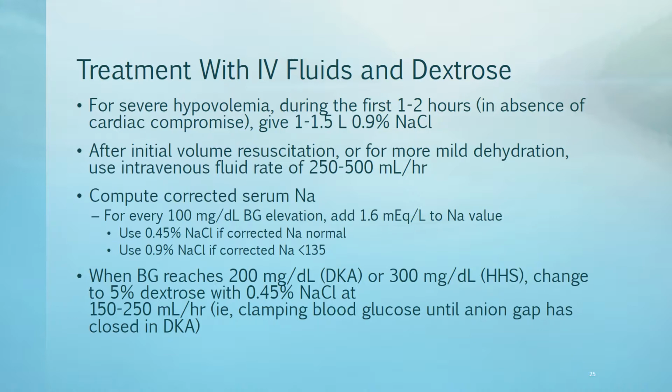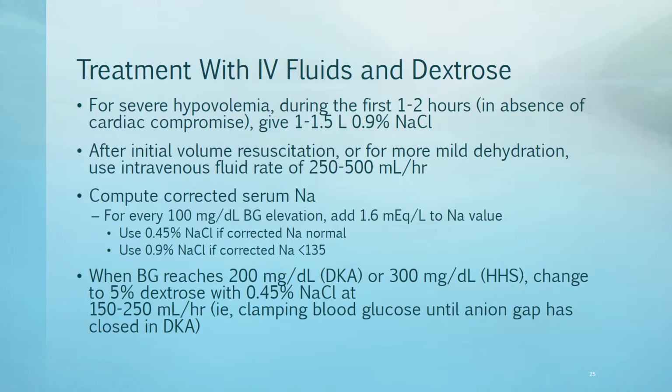After initial volume resuscitation, so remember, our very first goal is going to be to do a volume resuscitation, or for more mild dehydration, our IV fluids are going to be anywhere from 250 to 500 cc's per hour. It seems like a lot, but when you think about these patients, when they come in so severely dehydrated, this is barely enough to normalize the fluids in their body. For every 100 milligrams per deciliter of blood glucose elevation, we're going to add 1.6 milliequivalents to our sodium value.